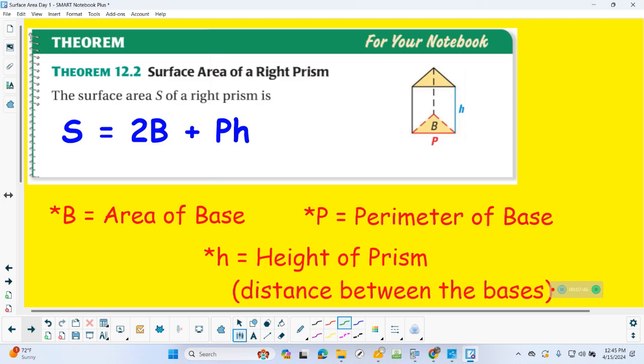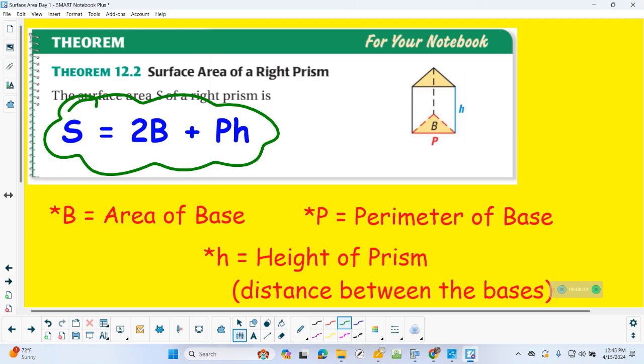So the formula you need to fill in is this. And this is on your green sheet. Now, if you're like, oh gosh, I don't know if I would remember H's height, you might want to write that down. You might know that one though. B is area of the base. P is perimeter of the base. If you look at the top formula on that green sheet I gave you, it's all right there too. Okay? Keep the green sheet close.